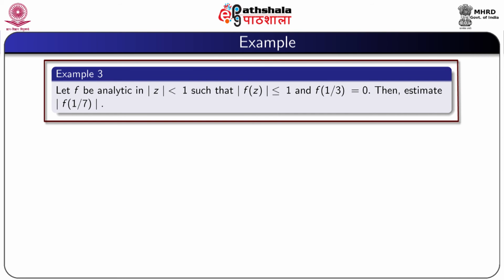So, another example: let f be analytic in |z| < 1 such that |f(z)| ≤ 1 and f(1/3) = 0. Then estimate |f(1/7)|.